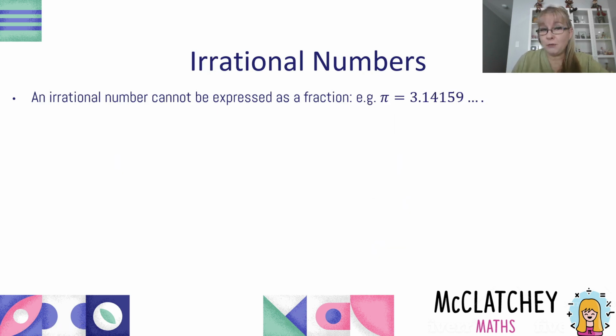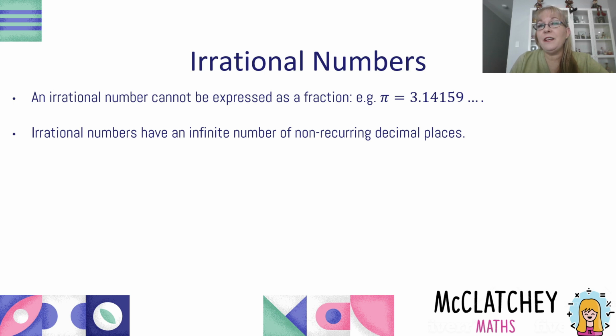Now, irrational numbers are ones that cannot be expressed as fractions. For example, we've got the number pi. Pi is 3.14159 and the numbers go on into infinity with no repetition at all. So that cannot be put back into fraction form. Now, of course, you've probably seen things like pi being expressed as 22 over 7. It's not exactly that number though. There's a more exact form for pi and it is an irrational number. They have an infinite number of non-recurring decimal places.